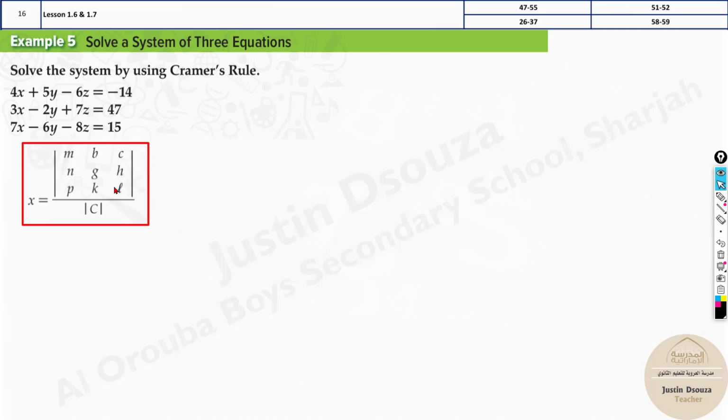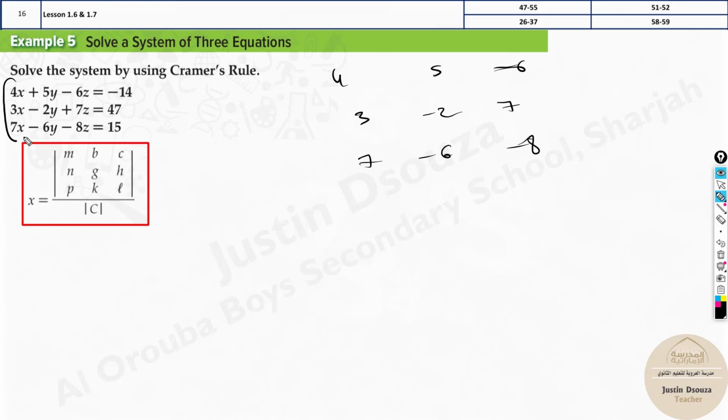See, this is a matrix, right? This is the coefficient matrix divided by the determinant. Sorry, first you need to write the coefficient matrix. See, the 4, 5, minus 6, 3, minus 2, 7, 7, minus 6, minus 8. This is the coefficient matrix. Find the determinant of this, always it's divided.